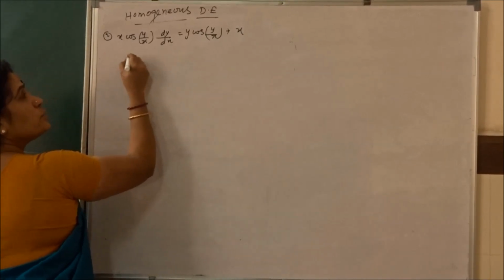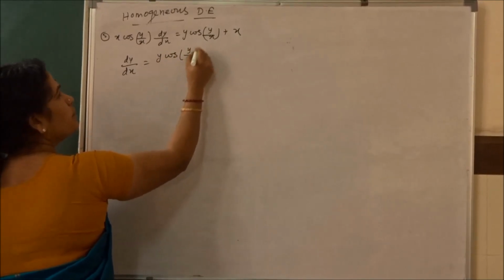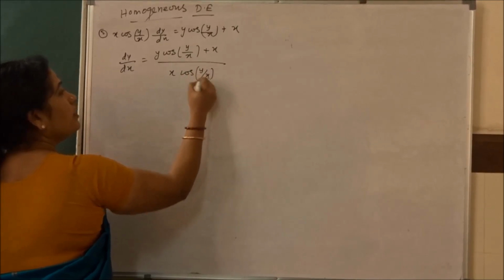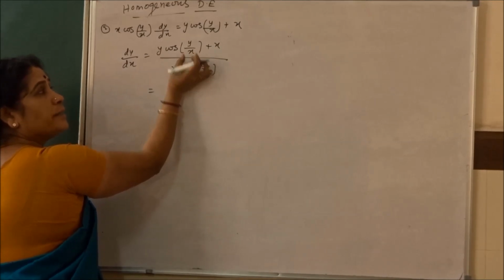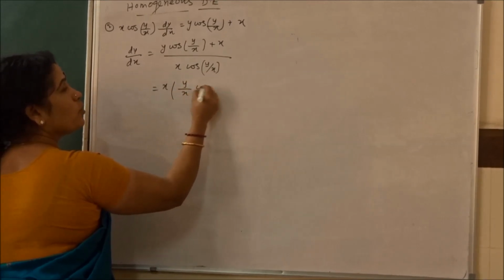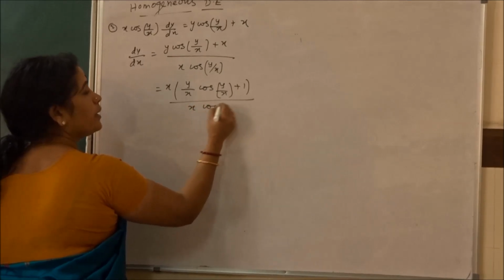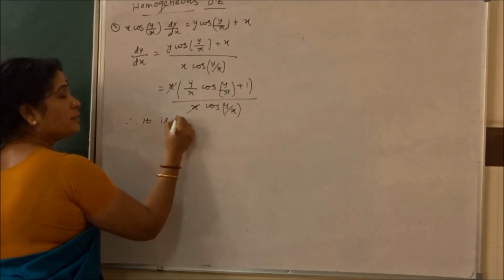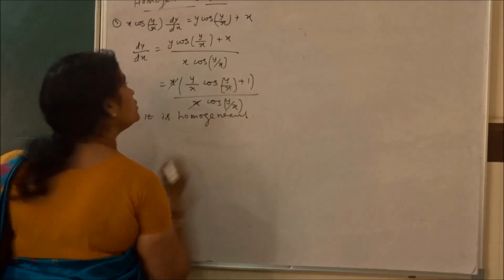Now I am taking dy by dx equal to y into cos y by x plus x, the whole upon x into cos y by x. Now take out the highest degree of x. You cannot take any x or y from inside cos, keep that in mind. I am taking x from the numerator, so y upon x cos y by x plus 1, the whole upon x into cos y by x. When you are getting this format, you can write it as a homogeneous differential equation. This is confirmation.